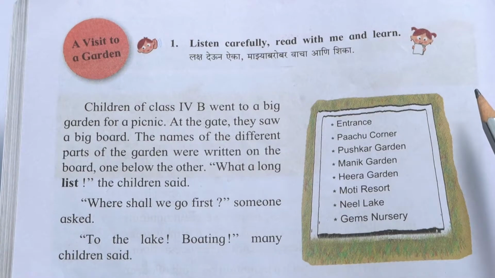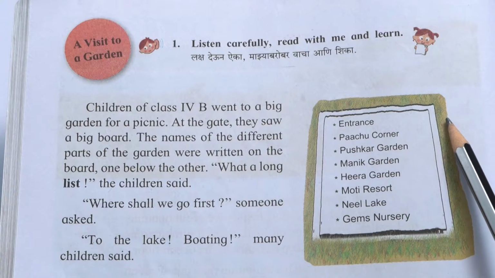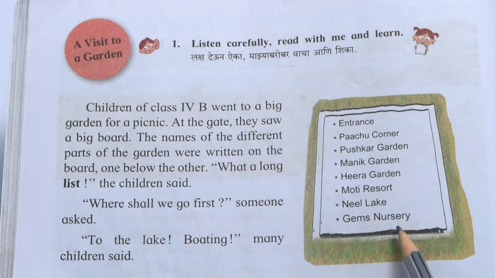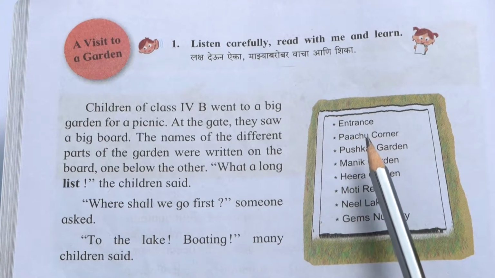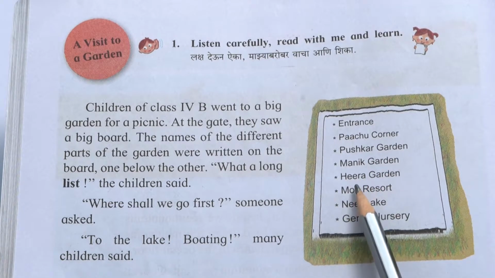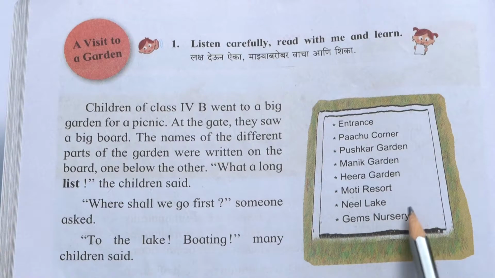Children, at the entrance, what list was given? This was the list given. This list gives us the name of different parts of the garden. There is the entrance, the Pachu corner, Pushkar garden, Manik garden, Hira garden, Moti resort, Neel lake, Gems nursery. This is a list.